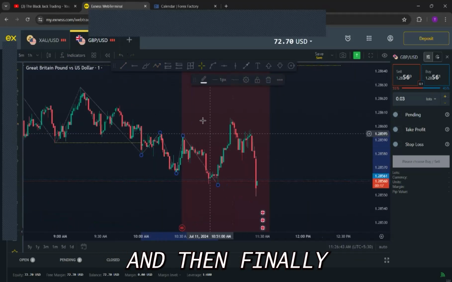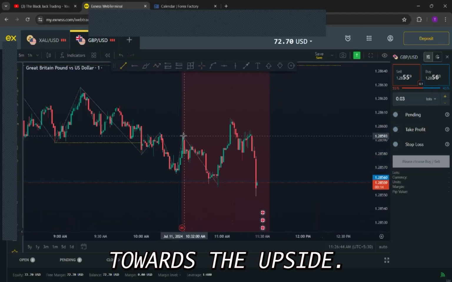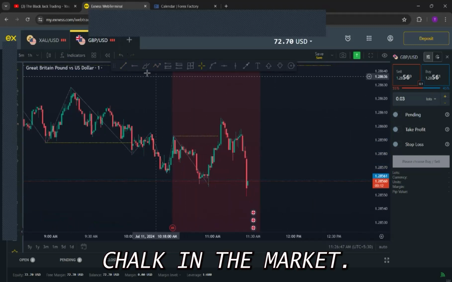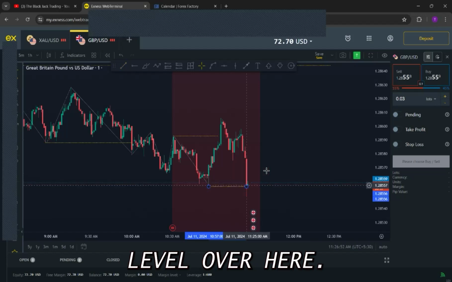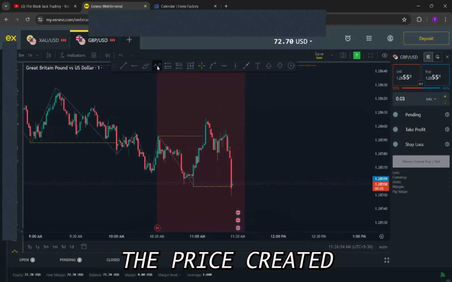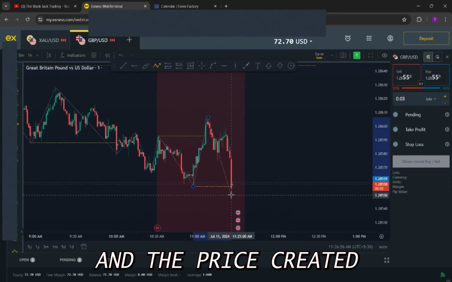And then finally, what did happen? The price created a breakout towards the upside, or you can say given chalk in the market. And also right now, the price has broken out this major level over here. So what is happening? Another time, the price created a higher high and the price created a lower low.